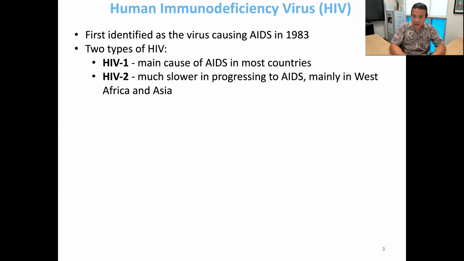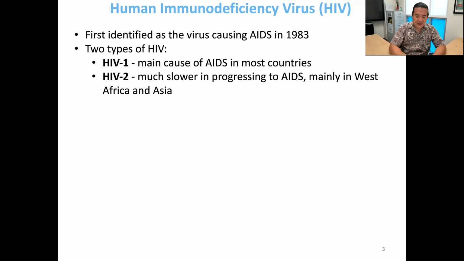One is HIV-1, and this is the strain that causes most cases of AIDS in most countries. This is what we think of as the HIV infection that leads to the onset of chronic illness that eventually leads to AIDS. HIV-2 is a much slower progressing form. It takes much longer to progress to AIDS, and HIV-2 cases, I think historically, have been more concentrated in places such as West Africa and Asia.